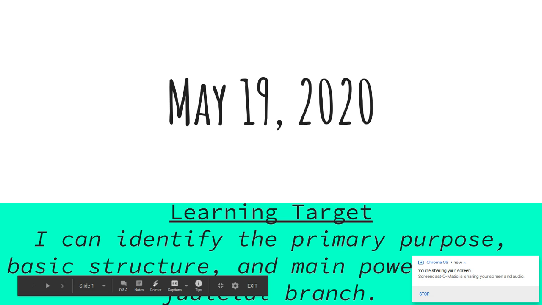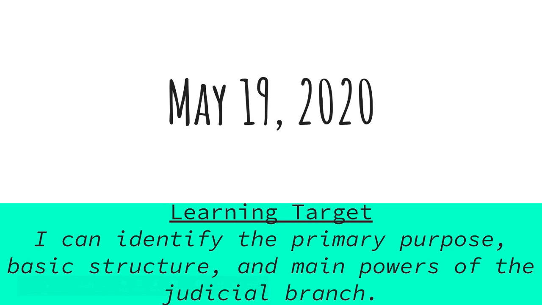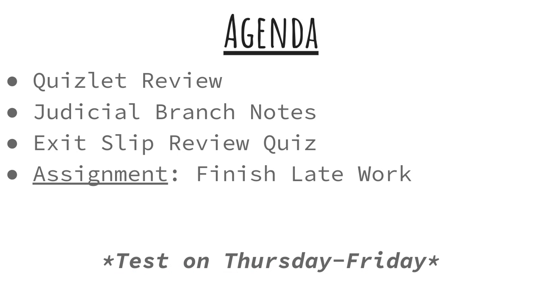Today we will be talking about the third and final branch of U.S. government, which is the judicial branch. And we will talk about the primary purpose that it has, the basic structure for how it's set up, and the main powers that it is given via the Constitution.